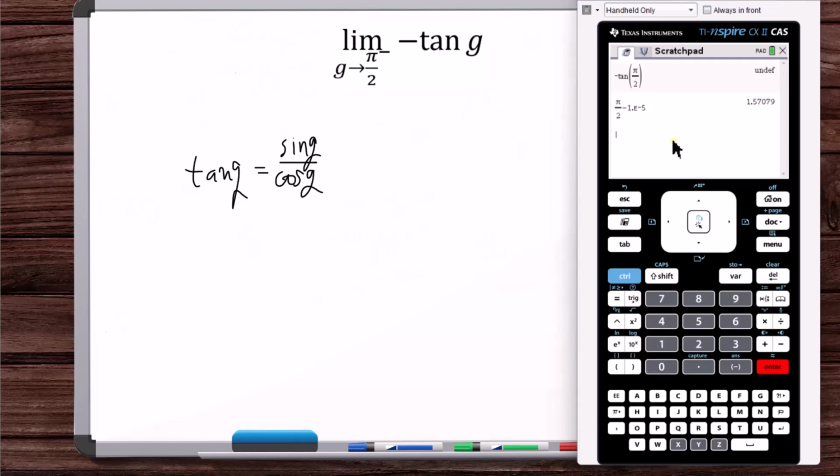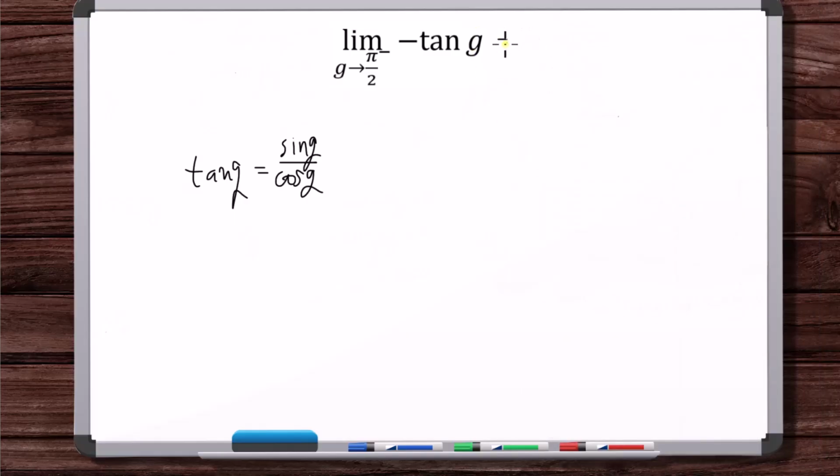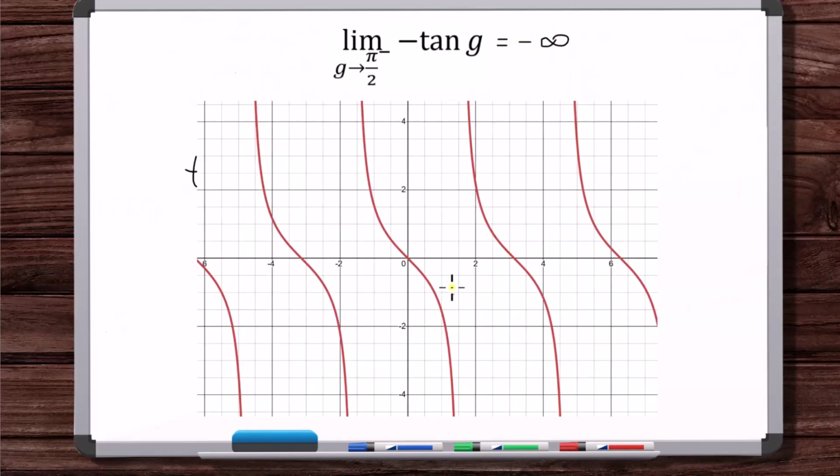Okay, so we're just below pi over 2. So now let's take this and plug it into the function. And there you go. So this is going to negative infinity. And that's what we see. This is the vertical asymptote at pi over 2, and coming from the left, the function is going to negative infinity.